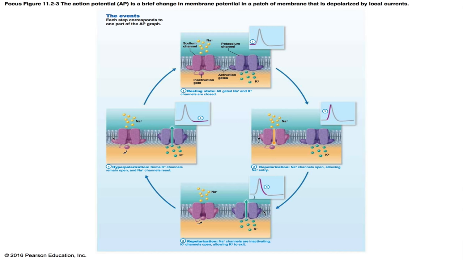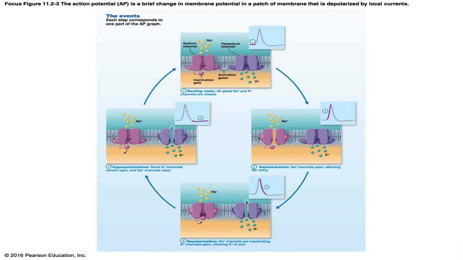In the third step, we have repolarization. So the second step is depolarization, right? Because why? It's becoming less electronegative. It's becoming less negative. It's becoming more positive. So remember, we're going from minus 70 all the way up to positive 30. Now, in the third step, we're going back down. We're repolarizing. So we're going back down to minus 70.